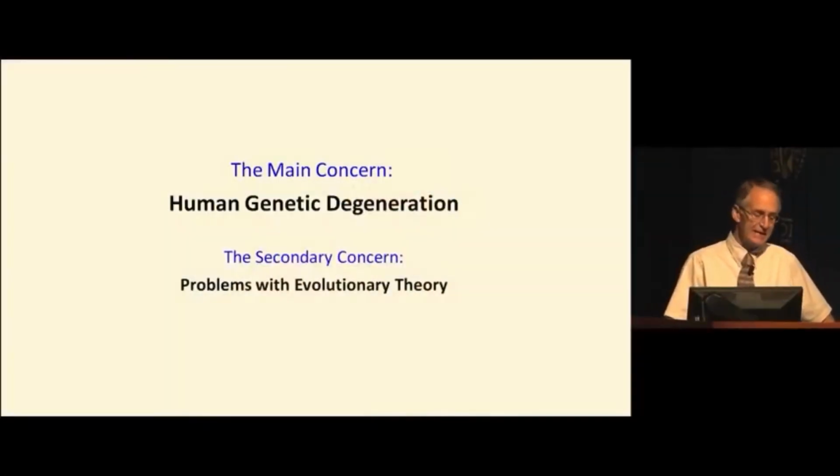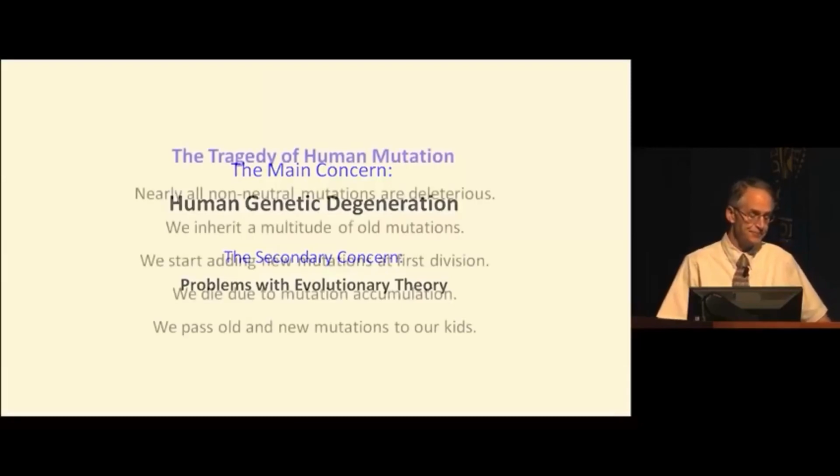I'd like to distinguish the main concern and the secondary concern. I originally got involved in this research because I was interested in the question, what can mutation plus selection do, and what can it not do? And so that involved evolutionary theory and problems with evolutionary theory. But as I've gotten deeper into the topic, more and more I've realized genetic degeneration is a very serious concern for the human race. Mutations are catastrophic. And so I'd like to put addressing the concern of human genetic degeneration, and what we might do to slow it down, as the primary concern.